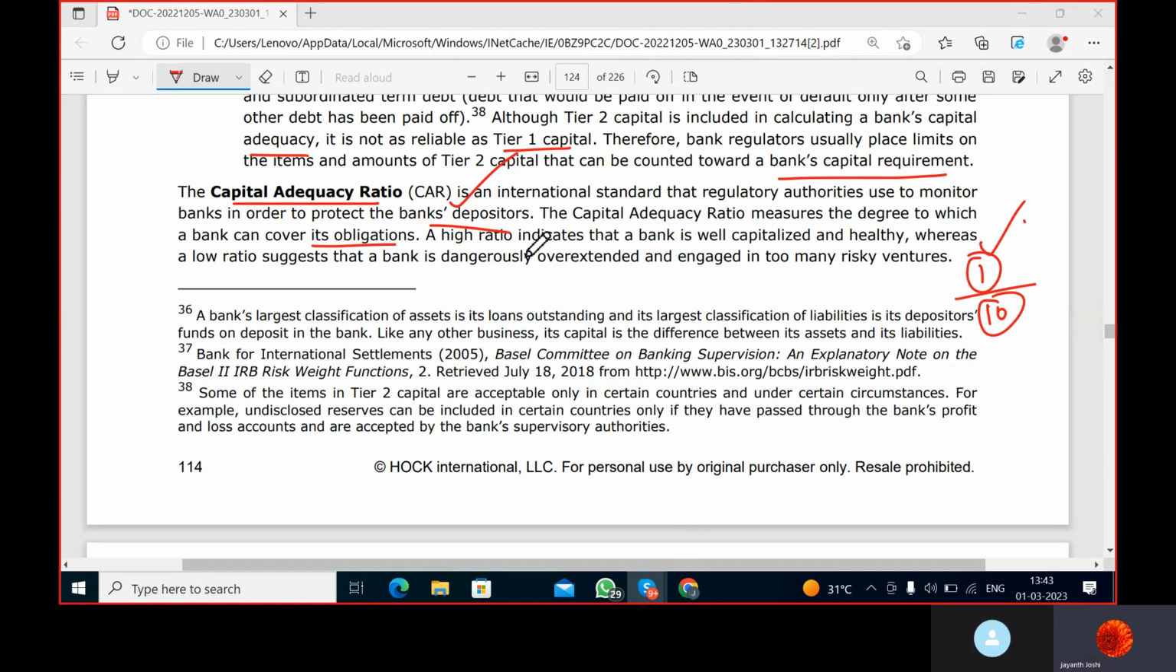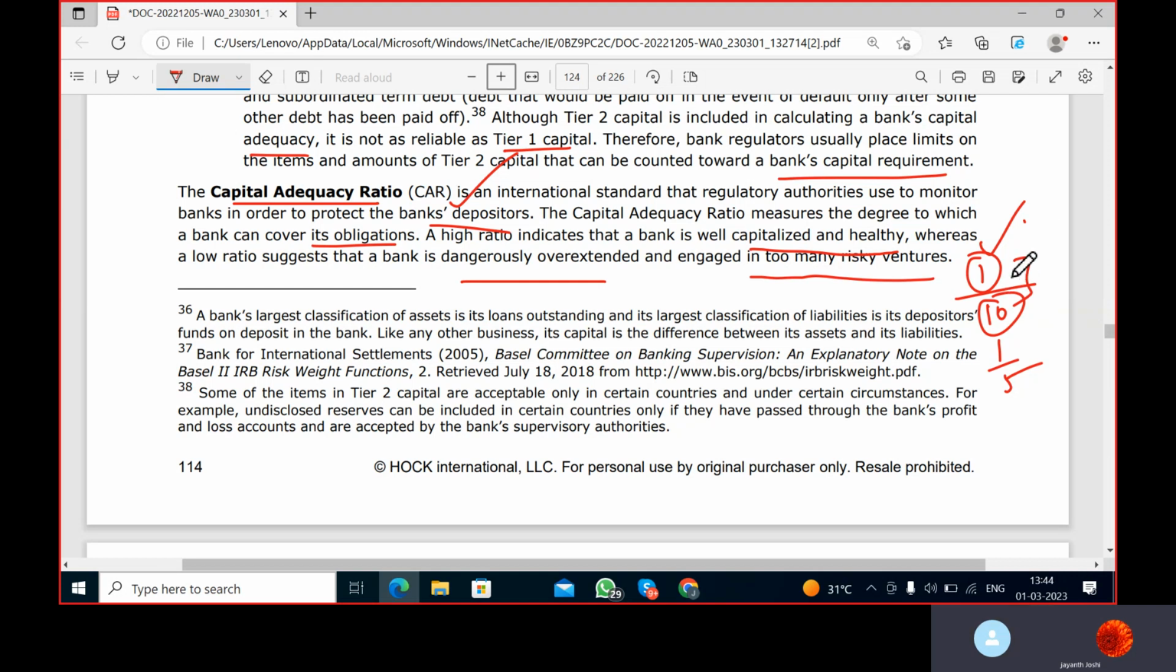So a high ratio indicates that a bank is well capitalized and healthy, whereas a low ratio suggests that a bank is dangerously overextended and engaged in too many risky ventures. So here the ratio is high. If I keep it 1 by 5, then 5 is low, if I take it in percentage.